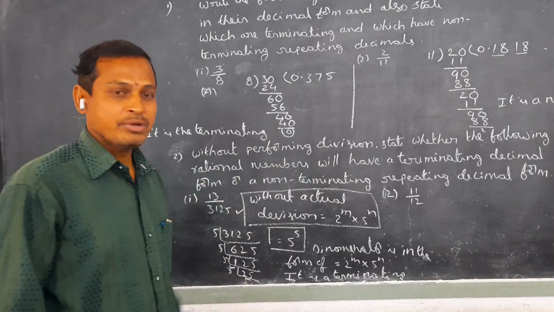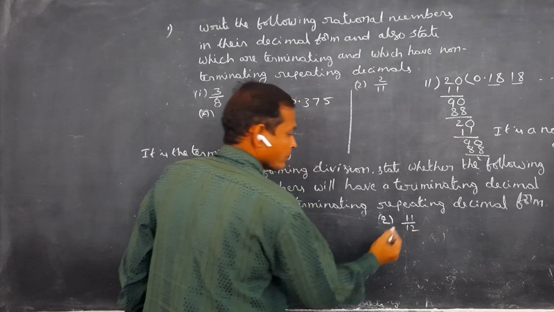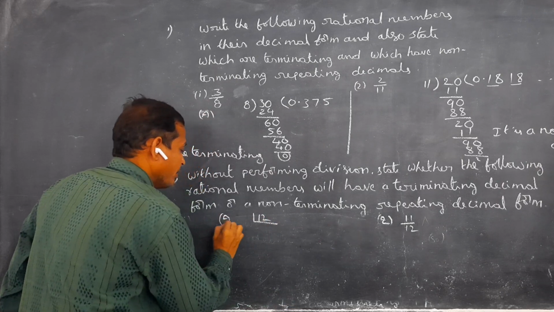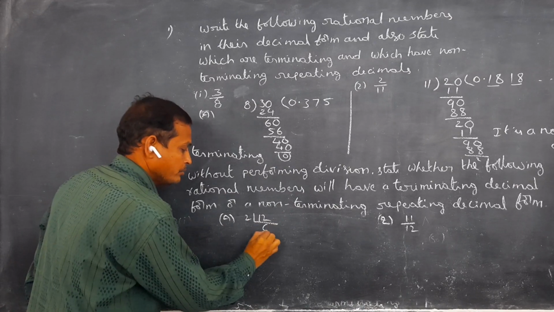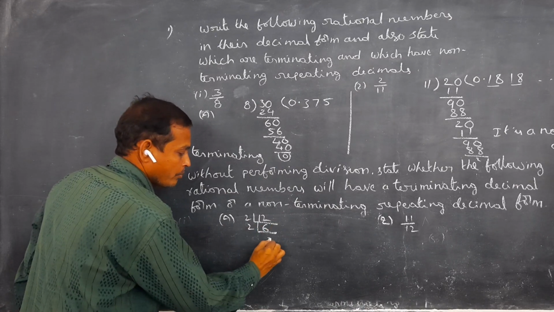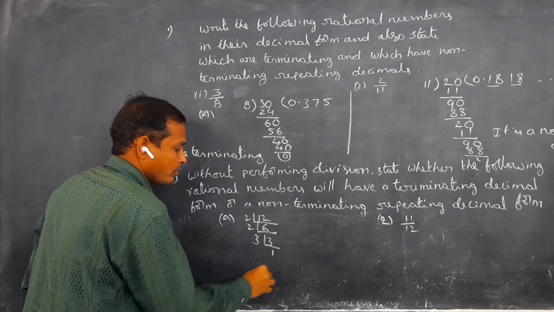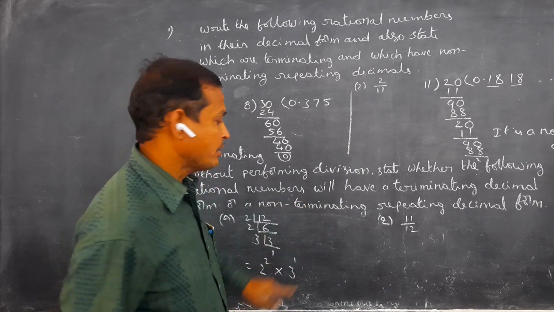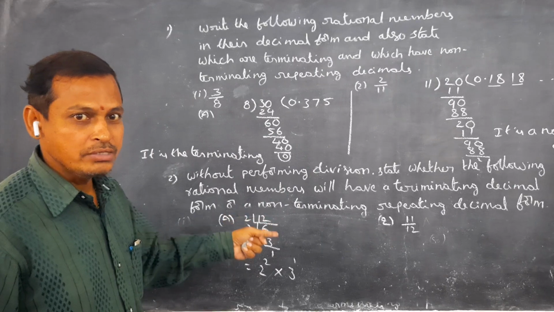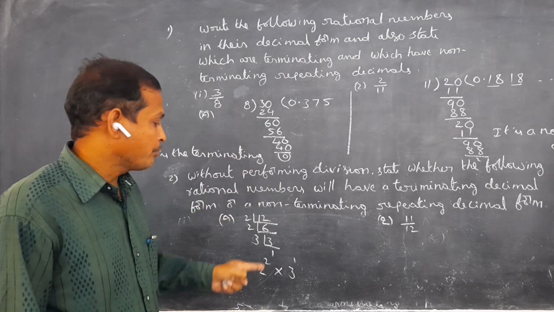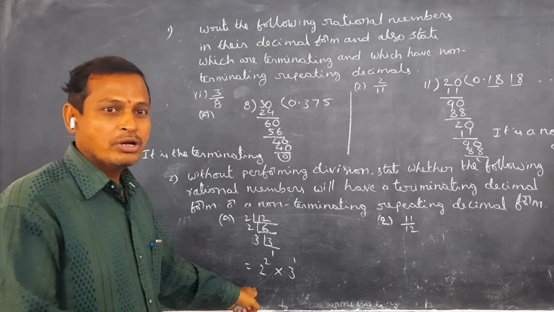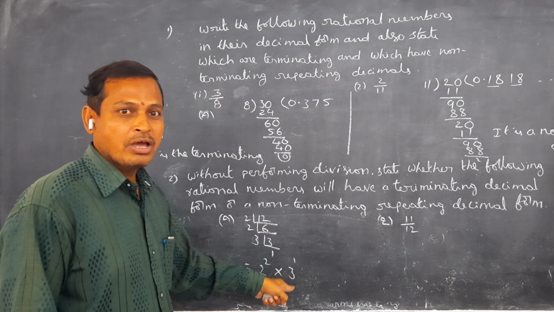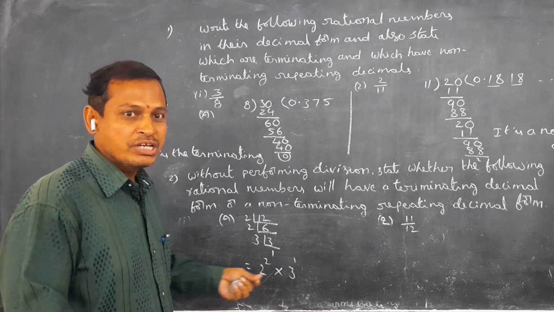For the second example, the denominator value is 12. Taking the LCM: 2 table, how many times? 6. Again 2 table, what is the required value? 3. Again 3 table, 1. So the LCM is 2 square into 3. But in this method, without actual division, what is the formula, children? 2 power m into 5 power n. But in the given question, the value is 3, not 5 power n. So it is non-terminating.